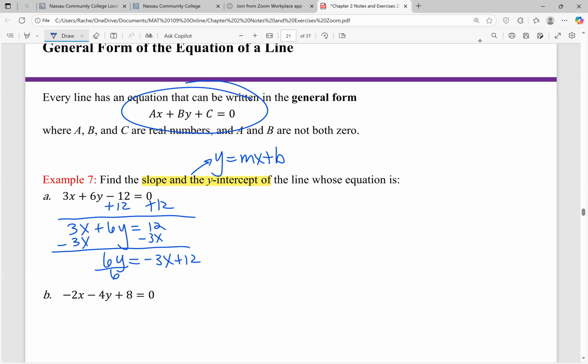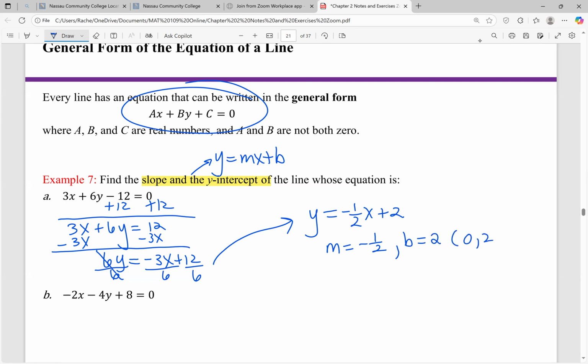And now we have to divide both sides of the equation by 6 in order to have 1y, right? 6 over 6 is 1, so we're going to have y is equal to negative 3 over 6, which just simplifies to negative 1/2, right? 3 goes into 6 twice, so that's negative 1/2 x. And 12 divided by 6 is 2, so plus 2. So now my equation is in the form y equals mx plus b. And we could identify the slope, which is negative 1/2. And the y-intercept, b, is equal to 2. So the point's going to be (0, 2). We'll do one more.